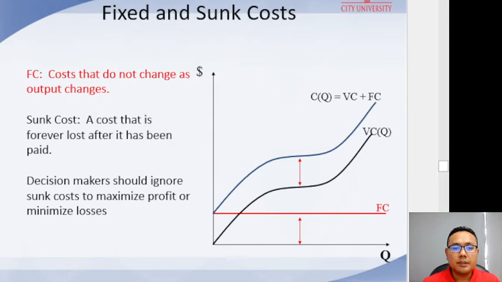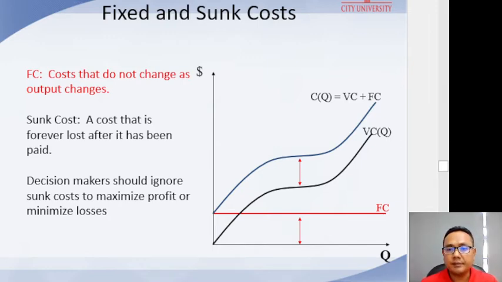Now we make an important distinction between fixed cost and sunk cost. Recall that fixed cost is a cost that does not change when output changes. A related concept called sunk cost is a cost that is lost forever once it has been paid.